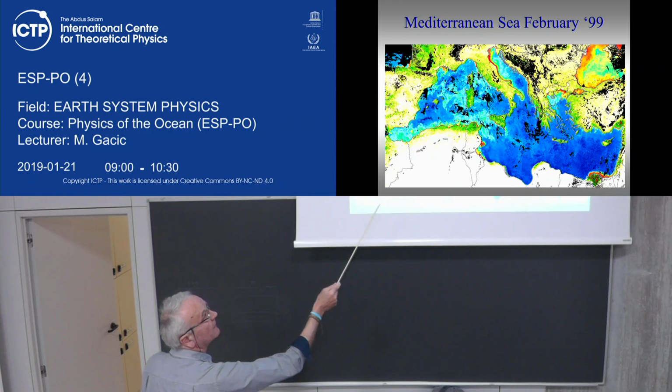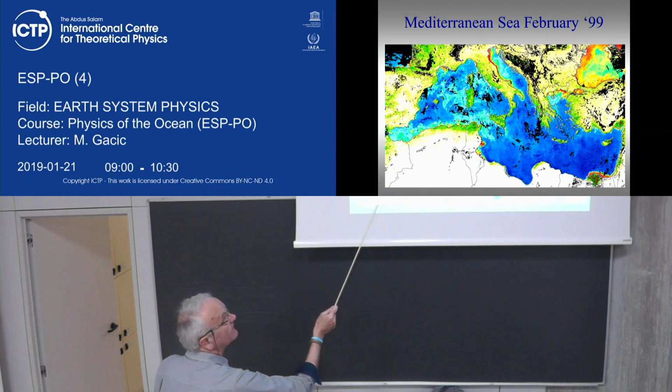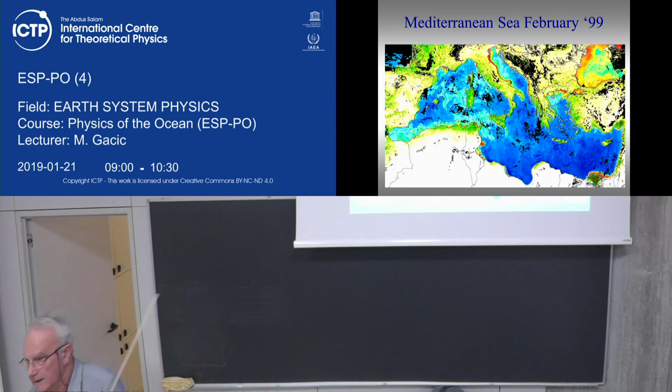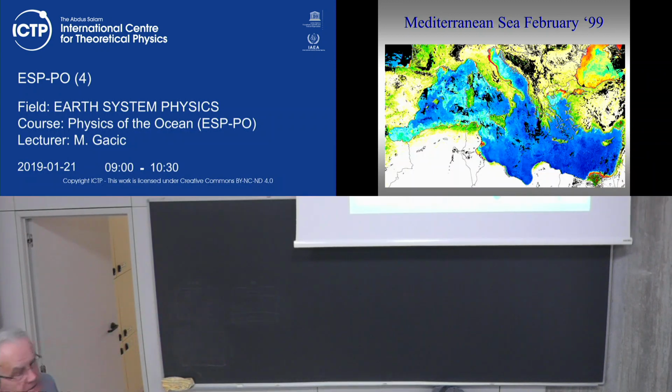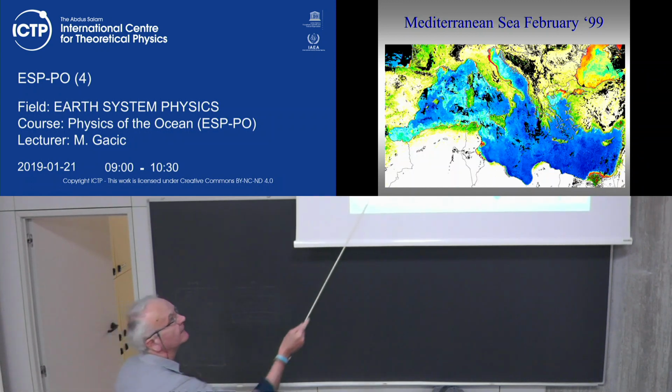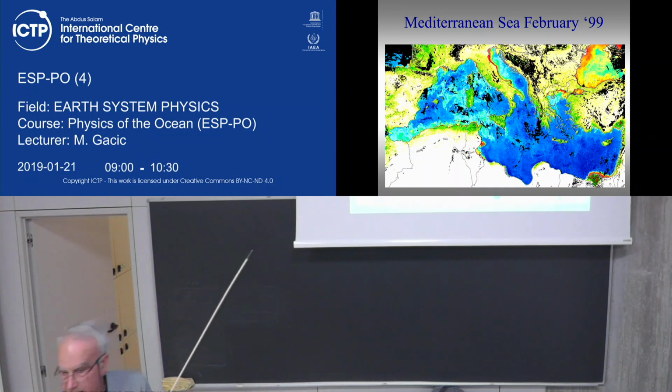This is the coast of France, this is the Gulf of Lion, and another place of dense water formation is the Gulf of Lion in the Mediterranean. So in the Mediterranean, essentially we have two areas where the deep water is formed. One is the Gulf of Lion, and the other one is the Southern Adriatic. And why here? Here again you have conditions which are necessary for the dense water formation to appear.